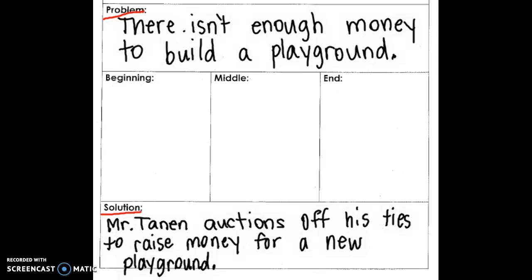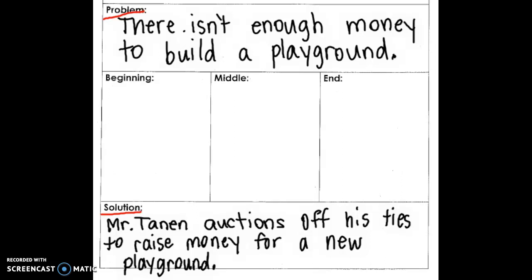Tannen auctions off his ties to raise money for a new playground. So he solved his problem by thinking of the idea of having the auction and advertising it. He put flyers up all over the town, and then the townspeople came and they bought the ties. So his solution was to auction off his ties and to raise enough money to build that new playground.